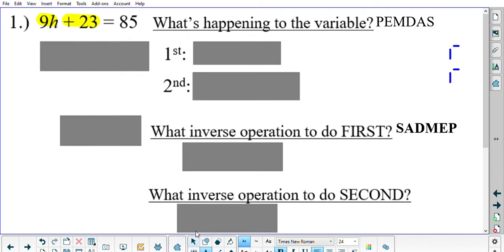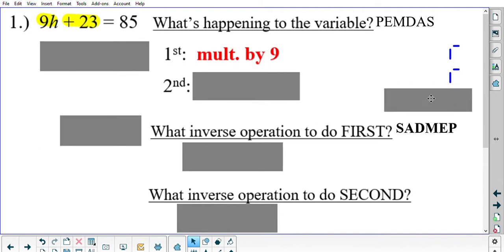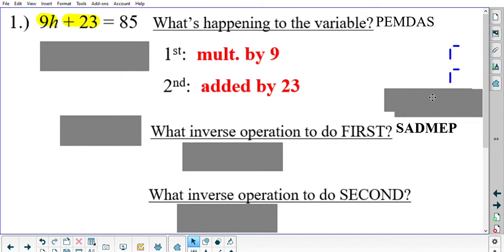Well, I already highlighted for you where the variable was and the numbers that are near it. As you can see, the 9 is right next to the h. That means it is being multiplied by 9. But then there's also an adding by 23. So that's the second thing happening to the variable. Now, how does this relate to PEMDAS? Multiplying by 9. Notice how multiplication is before addition. The addition is second. The multiplication is first. That's the order of PEMDAS.